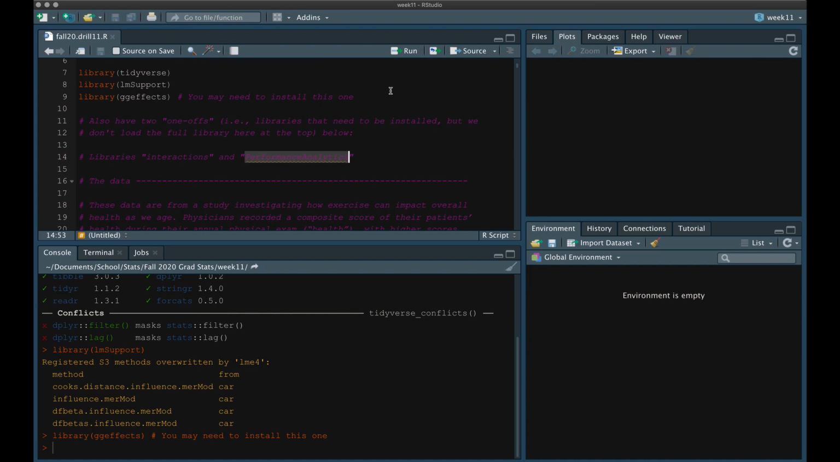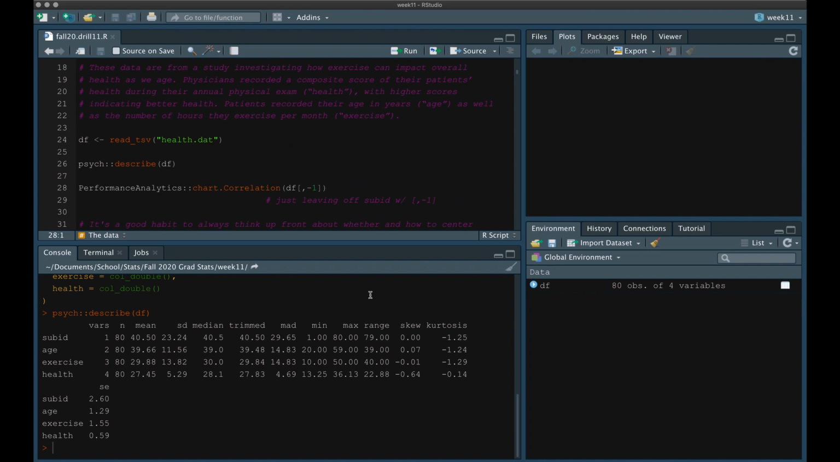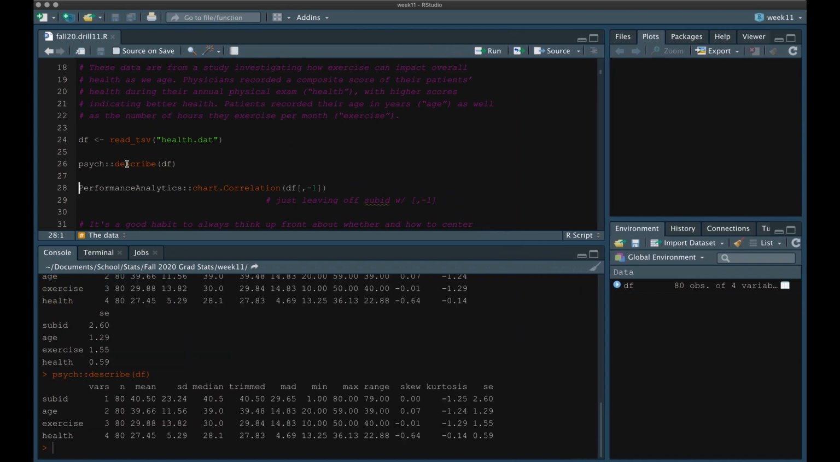So to look at interactions this week, we're going to look at a health data set where the DV here is physicians, this health measure, which is just some composite score indicating health. Higher numbers indicate better health. We also have how many hours per month the patients exercise and what their age is. So our average age is 39.66.